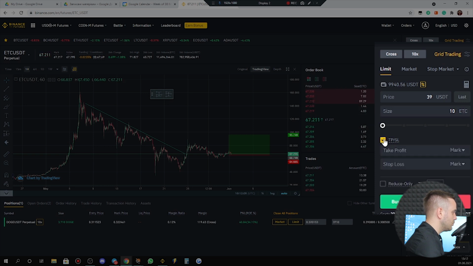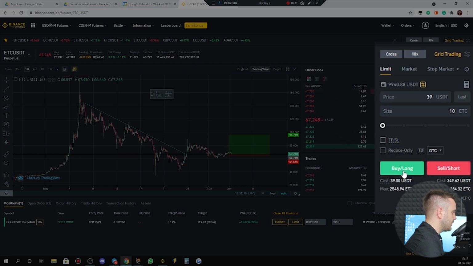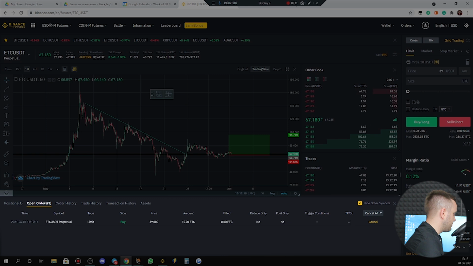And also you can set a stop loss and take profit for that position. Okay, let's do buy long. As you can see, we have a pending order, but take a look here. There is no stop loss and take profit. We didn't set any conditions as a stop loss and take profit.